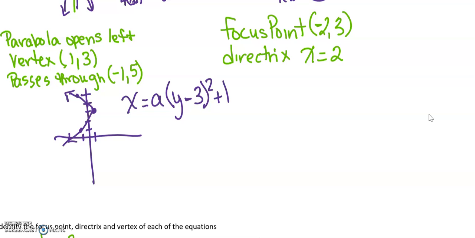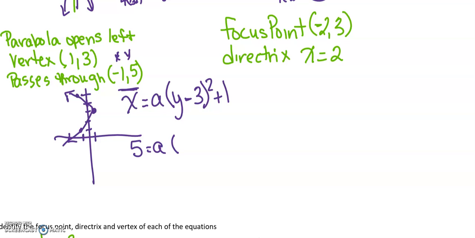Okay. So in order to find a, I'm going to have to use some information that I already know. I know that it passes through this point because I was given that information. So I'm going to use this point as my x and my y. This was my h and my k. So now let's just plug it in. We have 5 equals a.